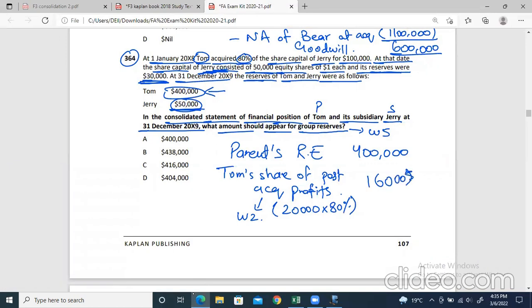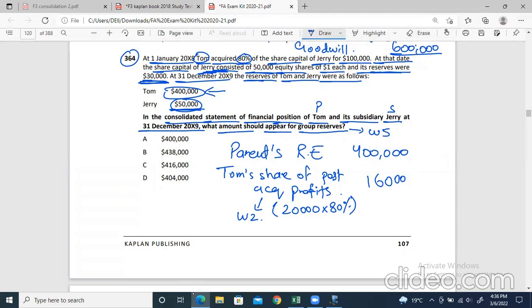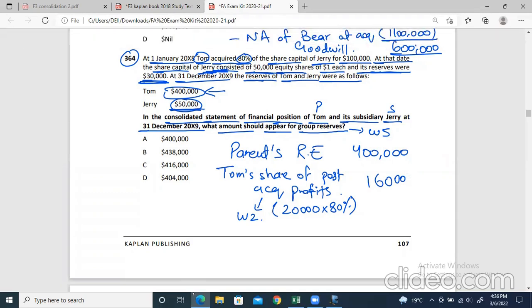16,000. Sorry, just ignore this one. Sorry, why 80%? Oh, is there? Okay. I'm sorry. No, I was just, wondering 80%. Yeah, is there is in the exercise.